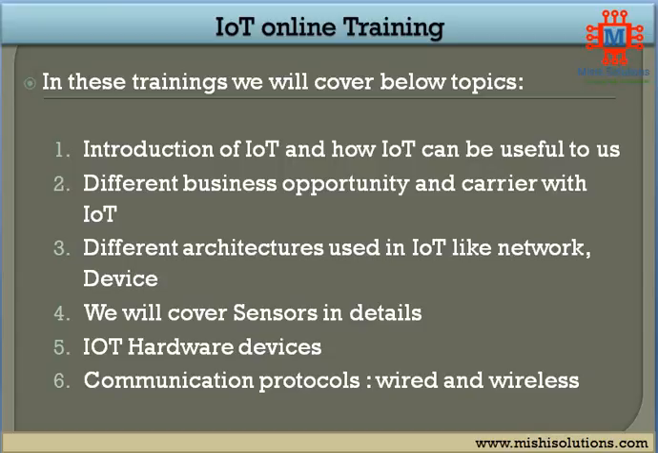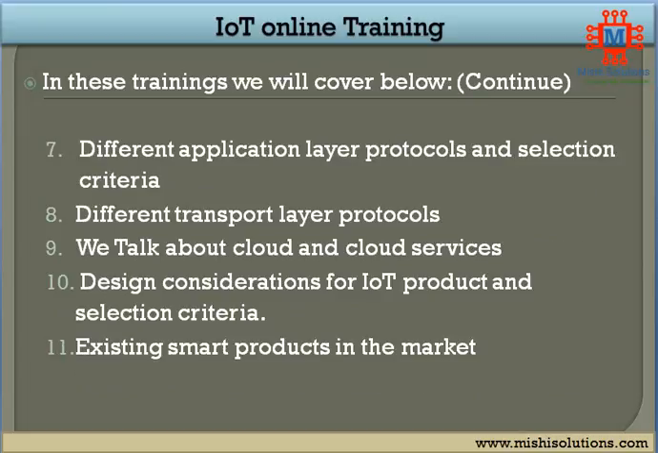And then we would be talking about communication protocols in detail, like wired communication protocols, say for example Ethernet, USB, RS-485, and wireless communication protocols, say for example 6LoWPAN, Zigbee, Z-Wave, etc. And then we would be talking about the different application layer protocols and the selection criteria. Going ahead, we would be talking about transport layer protocols like TCP and UDP. Then we would be talking about the cloud and the cloud service provider companies.